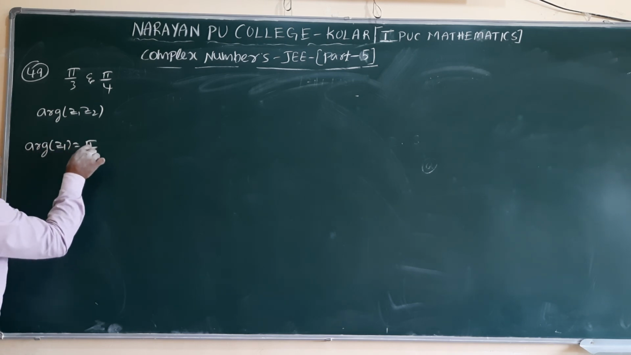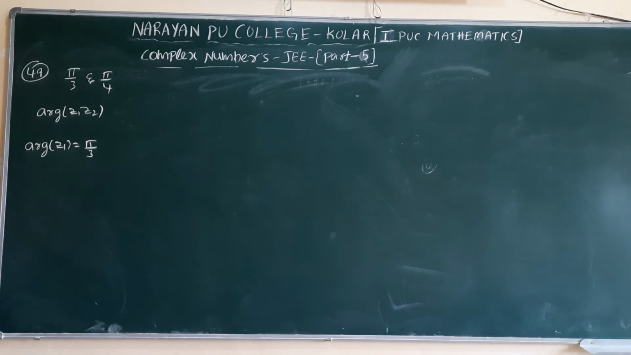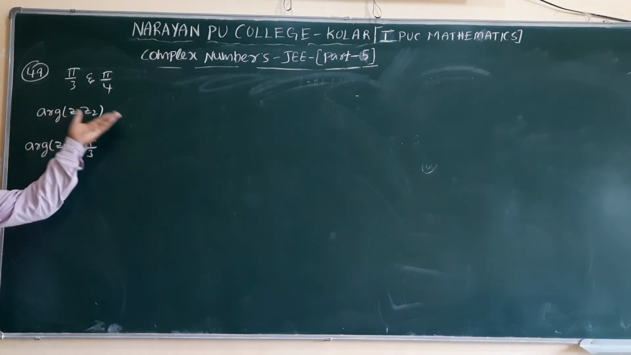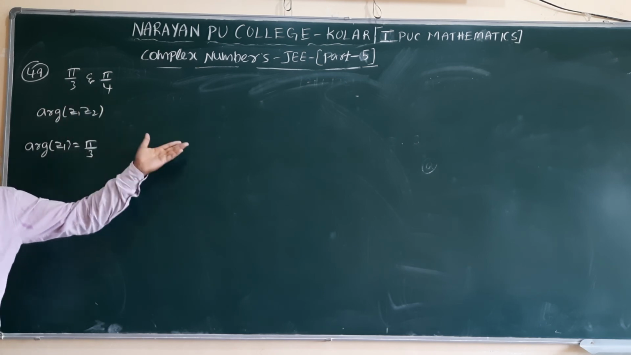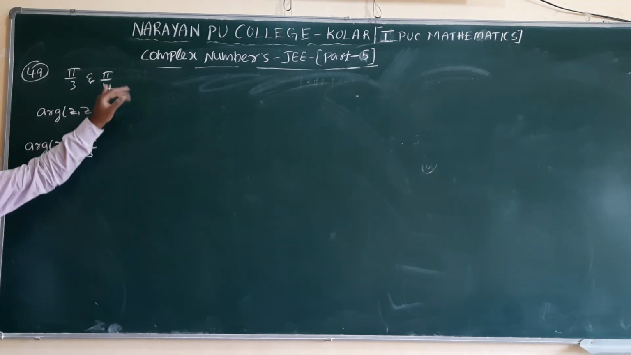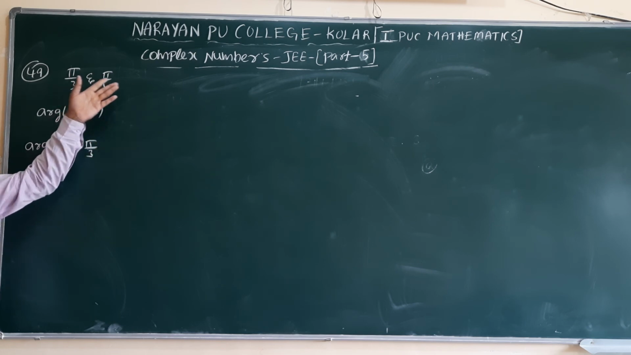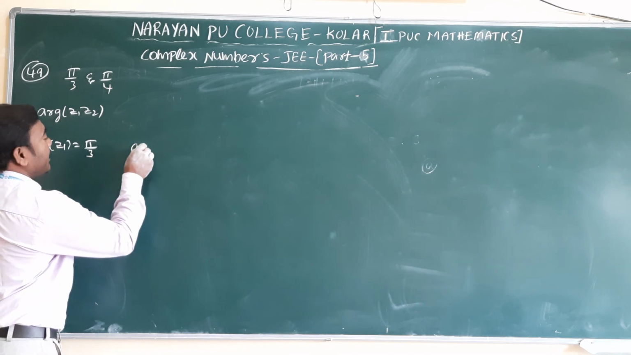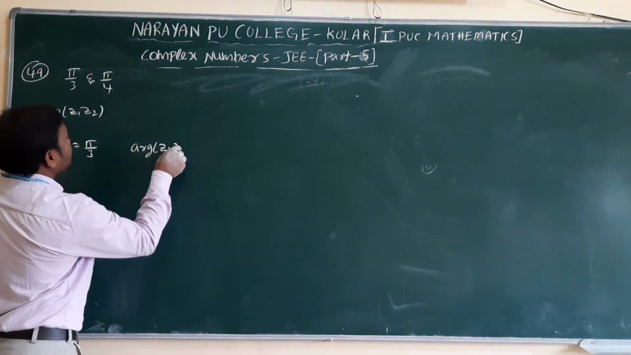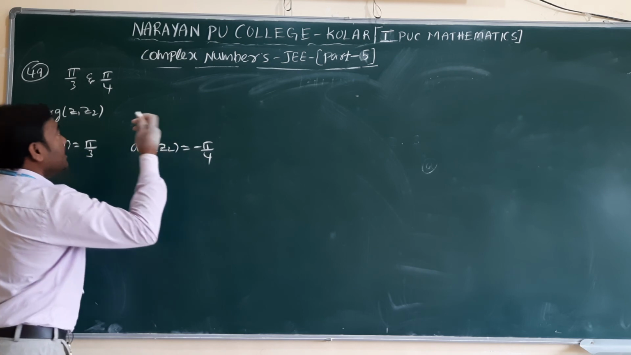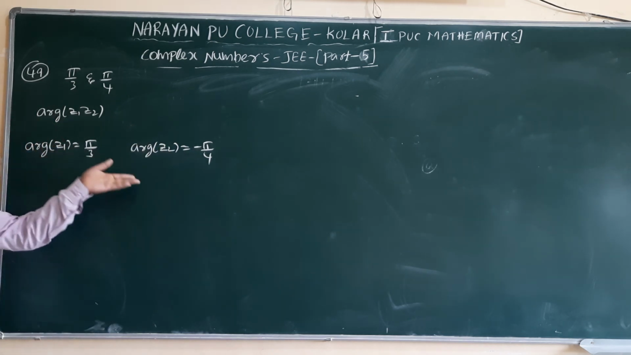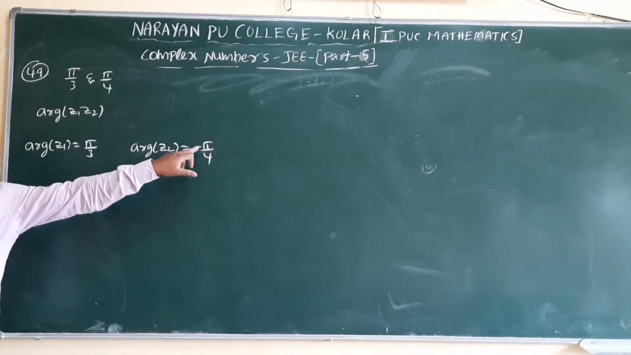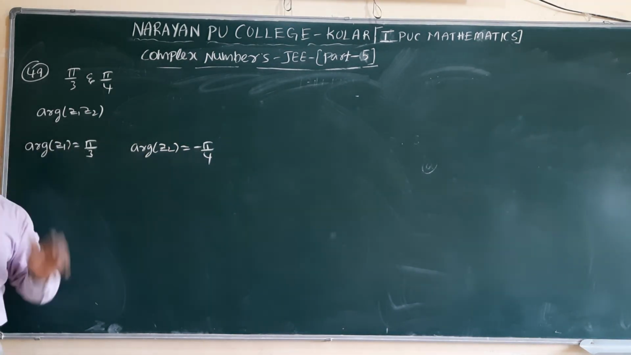But for the argument of z bar: if z is equal to x plus iy, then z bar should be x minus iy. It goes to the fourth quadrant, so the argument of z2 bar is minus pi by 4. So we have taken the argument of z2 as minus pi by 4, because z is x plus iy, z bar is x minus iy, it goes to the fourth quadrant, and the theta value should be minus theta. So here, minus pi by 4.